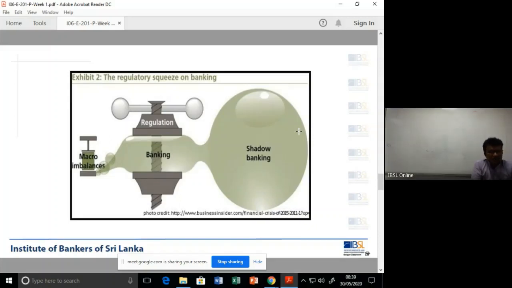Commercial banks are there, they are regulated, and it leaves room for the people who will not get qualified to get a facility from commercial banks to find assistance from somewhere else. So this cartoon nicely shows you how shadow banking takes place. When the regulators squeeze on banking, the shadow banks bubble up.